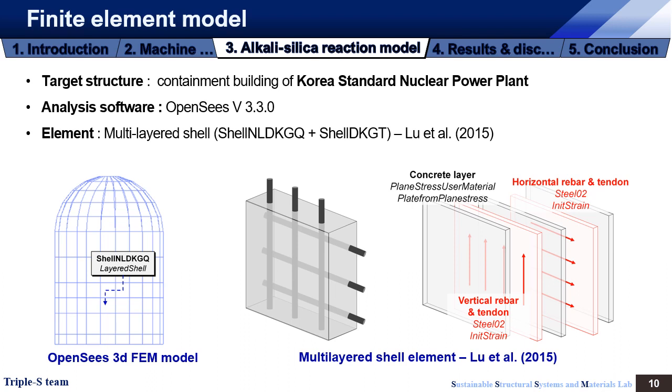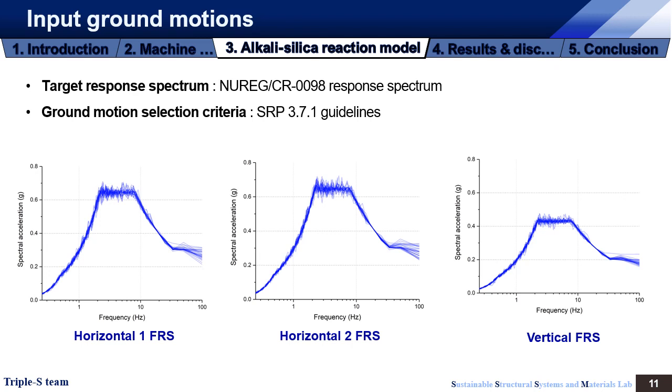seismic fragility analysis considering the alkali-silica reaction model. The target structure is the containment building of a Korean nuclear power plant, and the analysis software is the same as in the last chapter. For the configuration of the model, we consider a multi-layer shell element in this chapter. For the input ground motions, we conducted spectral matching, and the target response spectrum is the NUREG/CR-0098 spectrum.